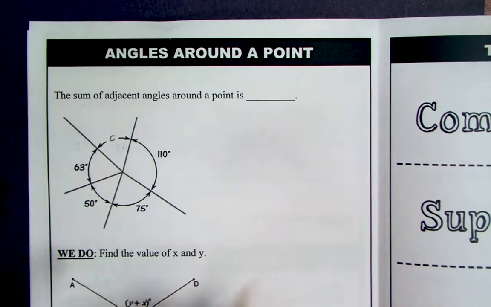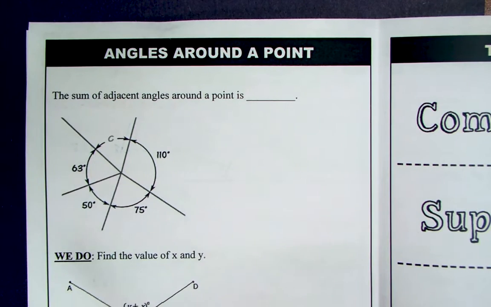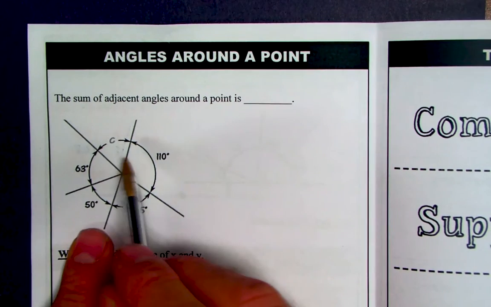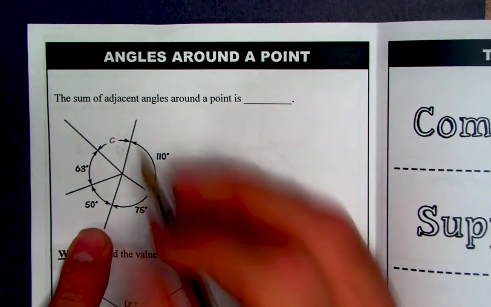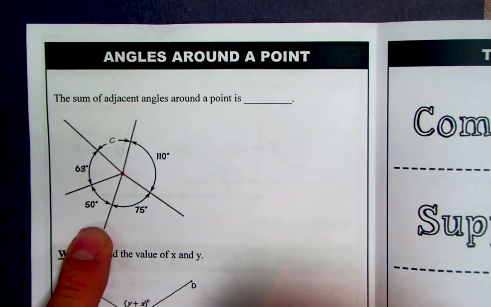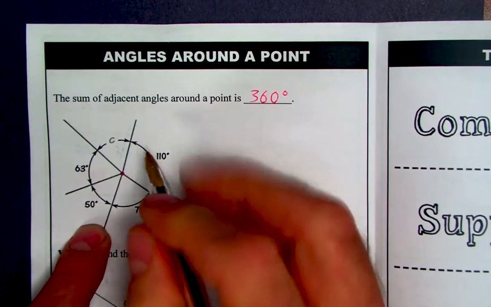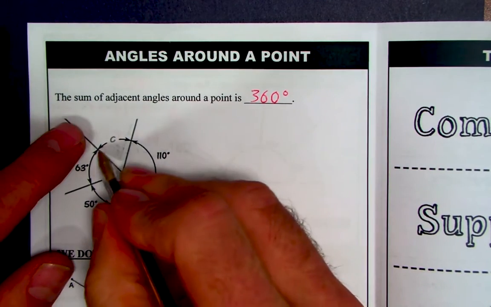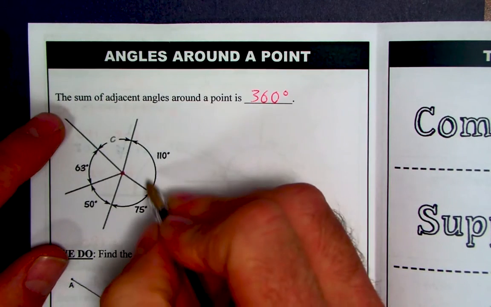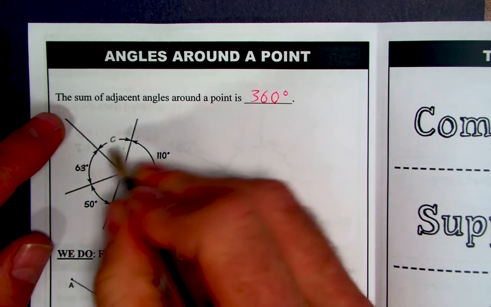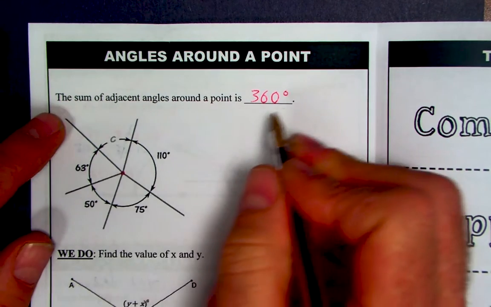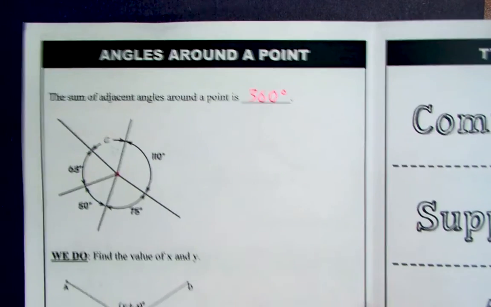Okay, another big idea. We have the straight angle, 180: all the parts on a straight line make 180. And now all the parts around a single point add up to 360. Basically, it's two straight lines. You have 180 on one side, 180 on the other side. All the angles around one point form 360 degrees.